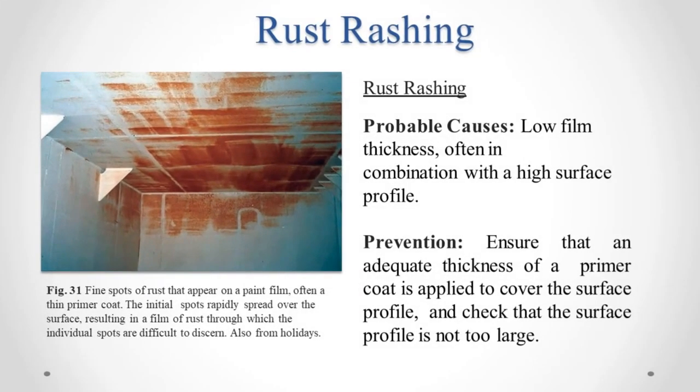Rust rashing. Probable causes: low film thickness, often in combination with a high surface profile. Prevention: ensure that an adequate thickness of a primer coat is applied to cover the surface profile, and check that the surface profile is not too large.